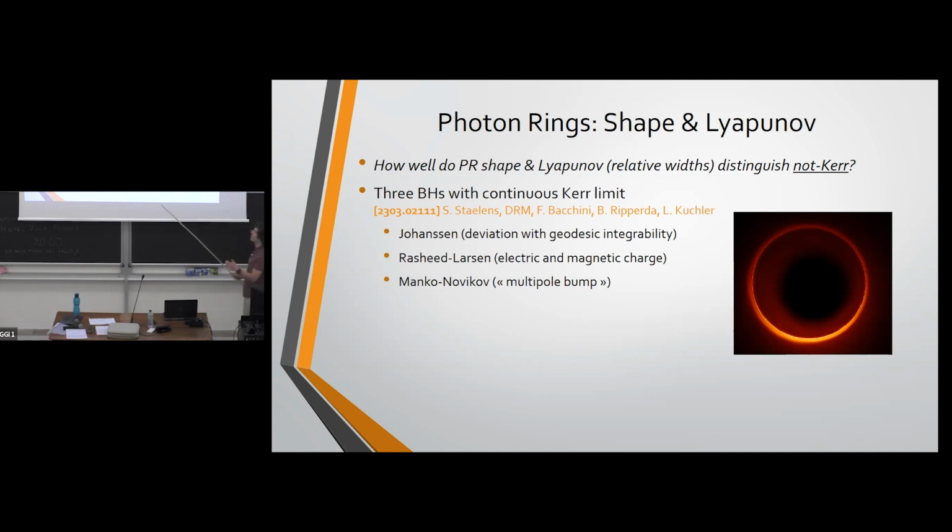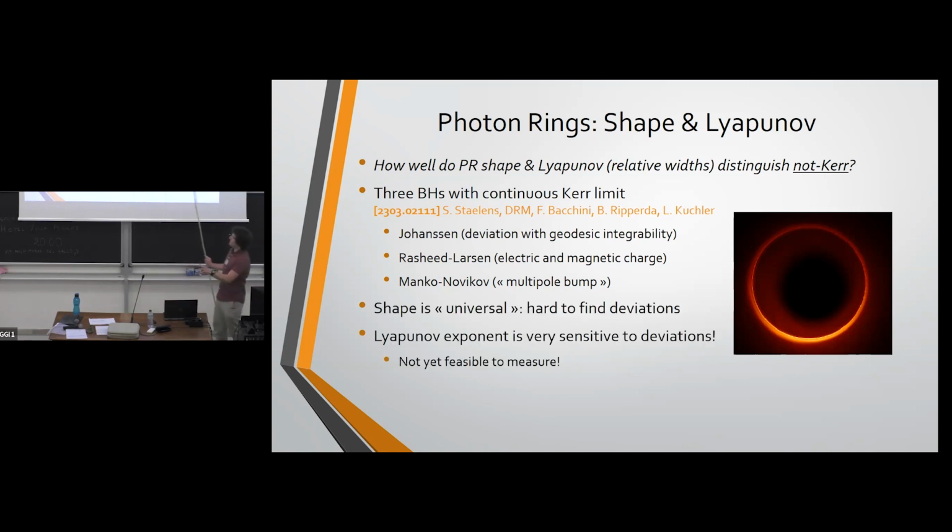We took 3 black holes, which I'm not going to go into detail about, but these are 3 different black holes which have a smooth Kerr limit. So Kerr is part of their parameter space, but then you can deviate from Kerr in various ways. We asked, for this broad family of black holes, how well do deviations from Kerr show up in these 2 observables? To be very brief about the conclusion, this shape, which is this general ellipsoidal shape, is a very universal thing.